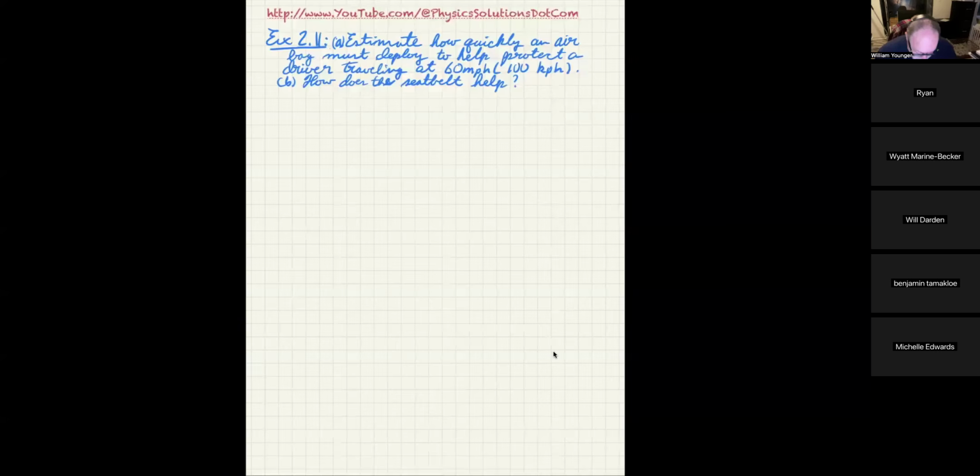All right. This says estimate how quickly an airbag must deploy to help protect a driver traveling at 60 miles per hour, which is 100 kilometers per hour, which we just learned was 27.8 meters per second. And B, how does the seatbelt help? Okay, so with this one, this is an estimate problem, one of those sort of like Fermi calculations.